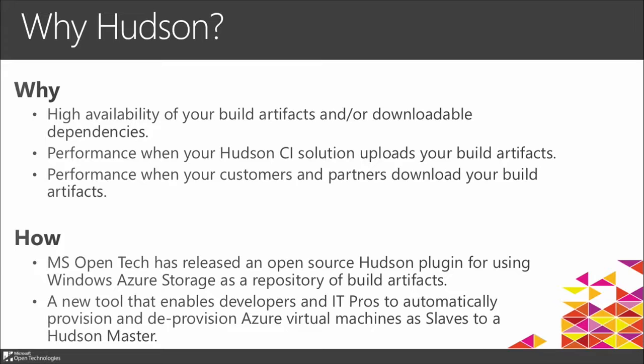Again, you may have existing investments in Hudson or Jenkins, a system of orchestration for doing those builds and deployments. Being able to have a highly performant solution to, let's say, scale the builds across a number of different machines is another reason why you might use Hudson or Jenkins. And then, of course, we've got a couple of different plugins here. Microsoft OpenText has a Hudson plugin for storing build artifacts, and also has the ability to deprovision virtual machines to offload some of that job processing from that master.